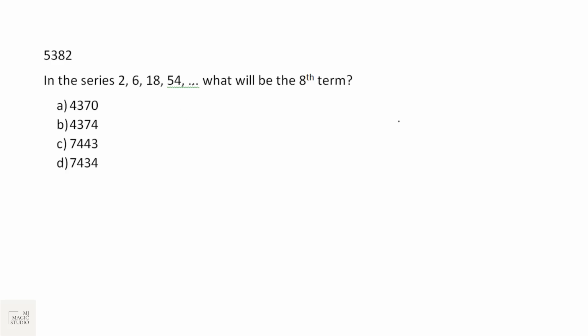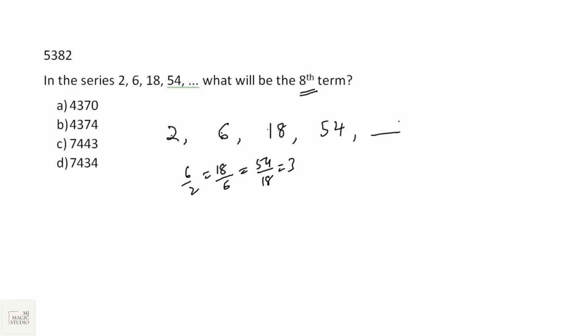Okay, one more, but here they are not asking about the next term. They are asking about the 8th term of the series. That means this series would be either an arithmetic progression or a geometric progression. High chances are that only. So if we see 6 divided by 2 is 3. 18 divided by 6 is 3. 54 divided by 18 is also 3. That means it is a GP series.